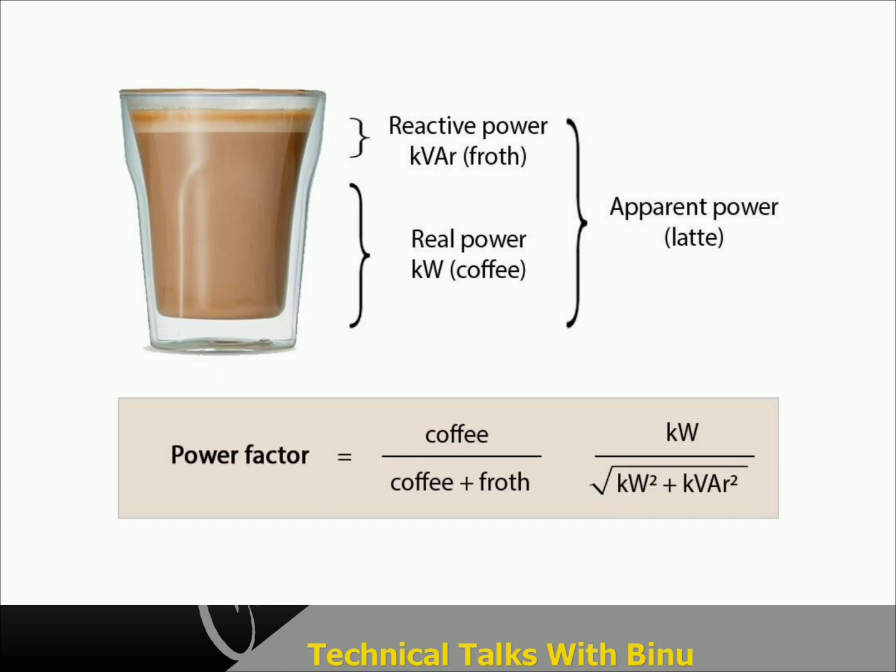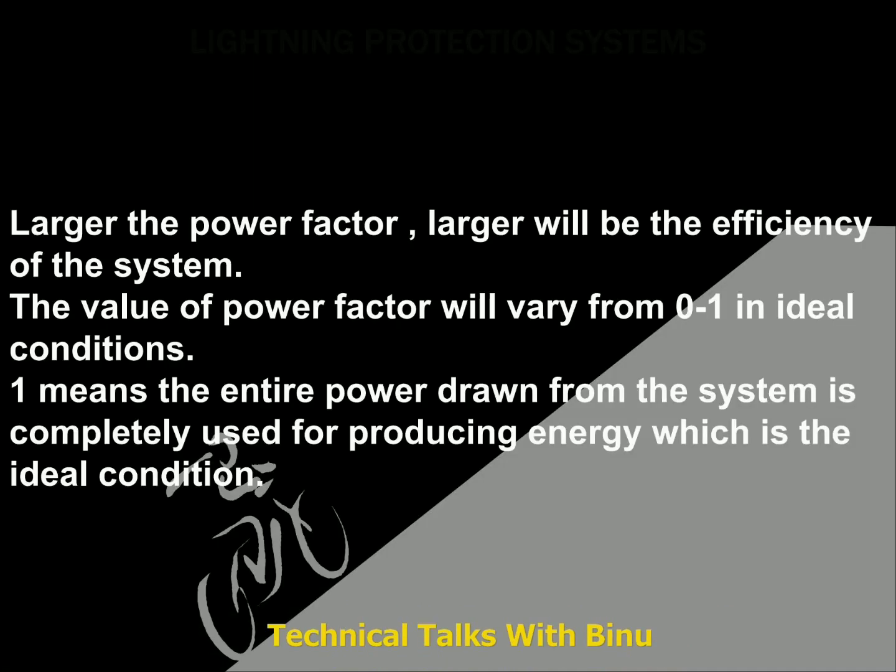Now, we are in a position to explain power factor. This is the factor of power, which is expressed by the formula active power divided by apparent power, which expresses the efficiency of the power consumption in a power system. The larger the power factor, the larger the efficiency of the system. Normally, the power factor varies in value from 0 to 1. A value of 1 means the entire power drawn from the system is completely used for producing energy, which is the ideal condition.